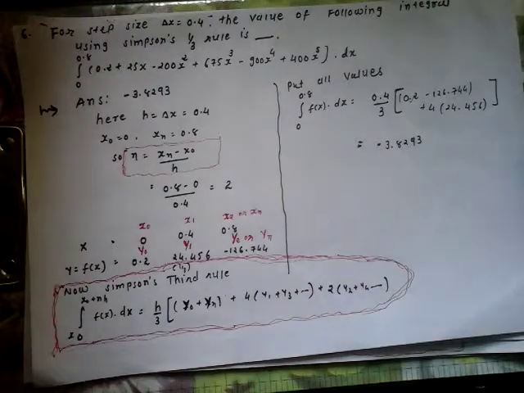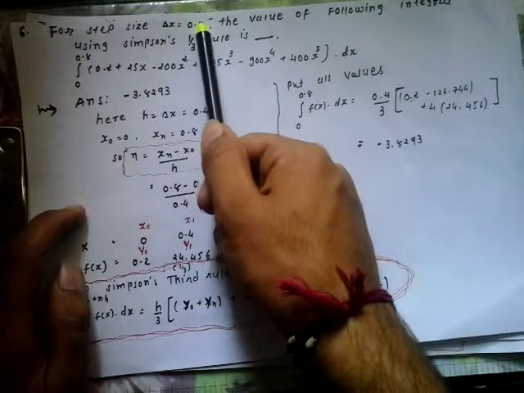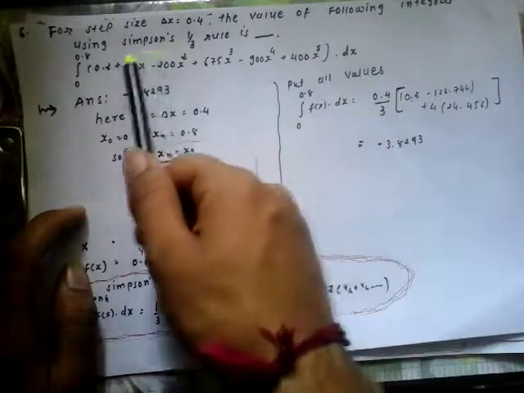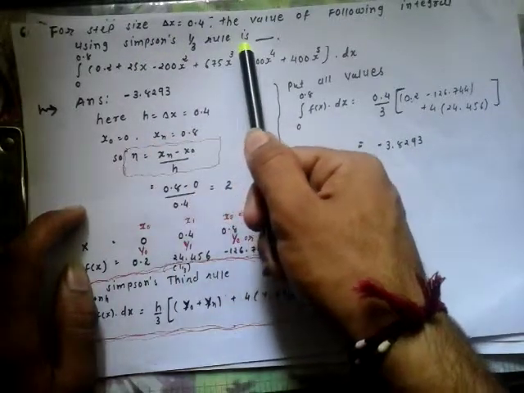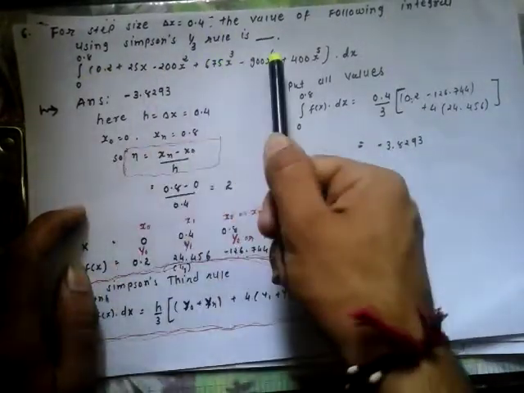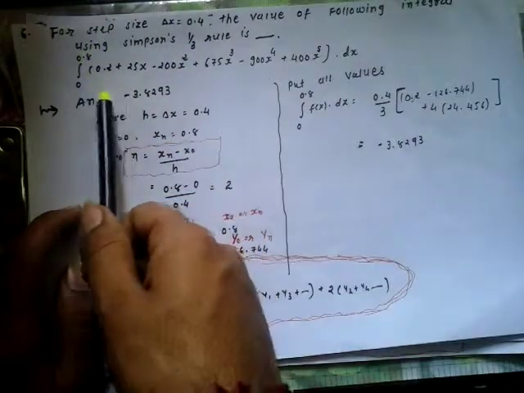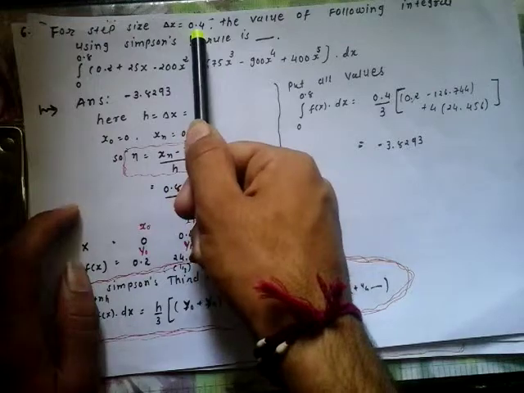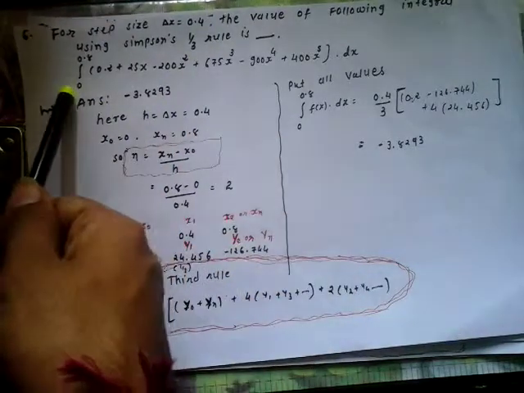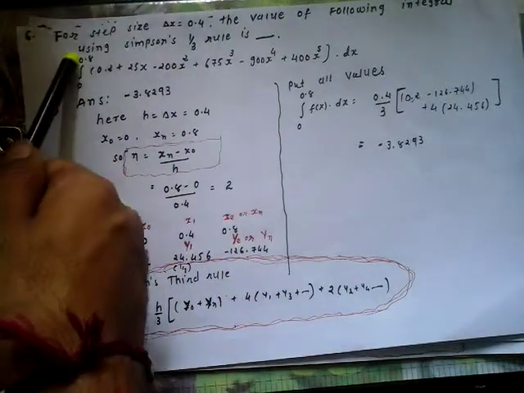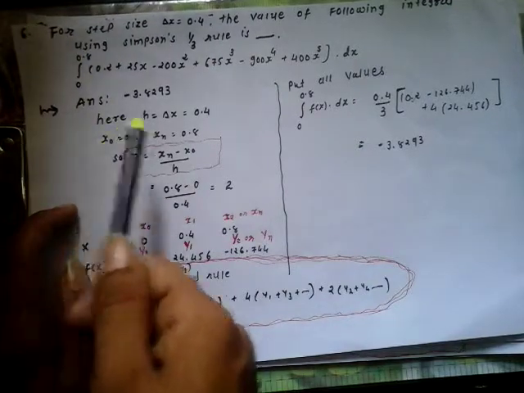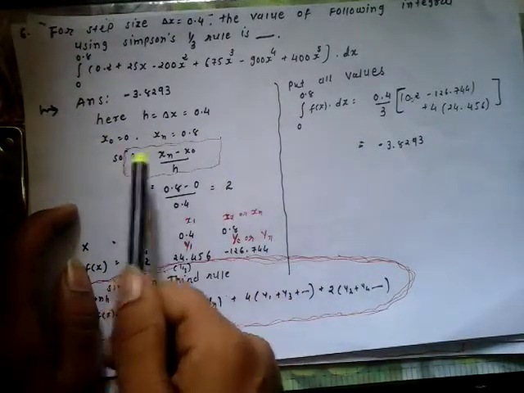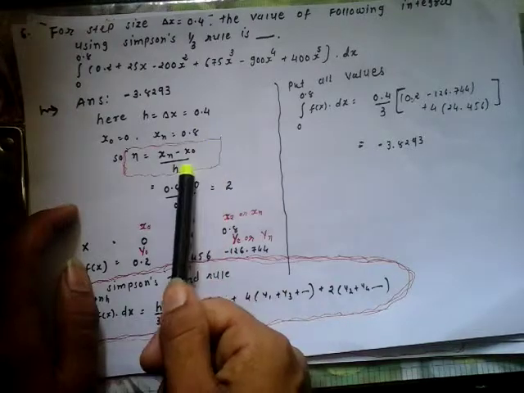Another example is: for step size delta x equal to 0.4, find the value of the following integral using Simpson one-third rule. Here f of x is given, and the limits are given. We know that h is equal to delta x is equal to 0.4. Ready? x0, the first limit, is 0, and xn, the last limit, is 0.8. So by x0 and xn we can find n. n is equal to xn minus x0 by h.